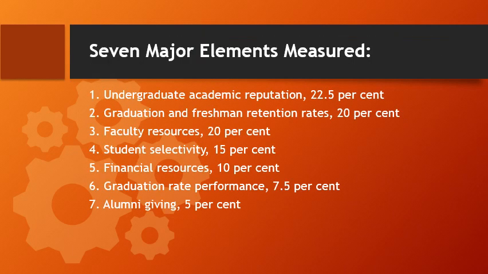Looking at the methodology itself, the US News and World Report measures these 7 characteristics as the indicators of university quality. These are undergraduate reputation, retention rates, which means how many people stay in the college until graduation, faculty resources, how selective the admission process is, financial resources, graduation rate performance, and alumni giving. So why these factors? That's what we will think about.